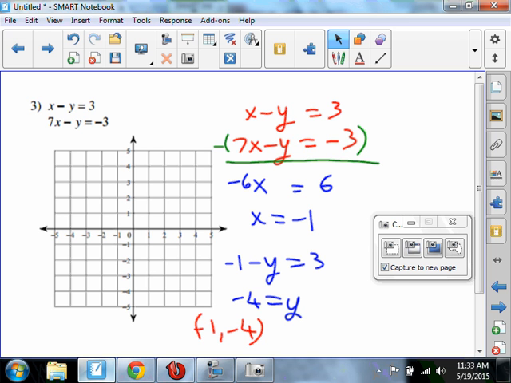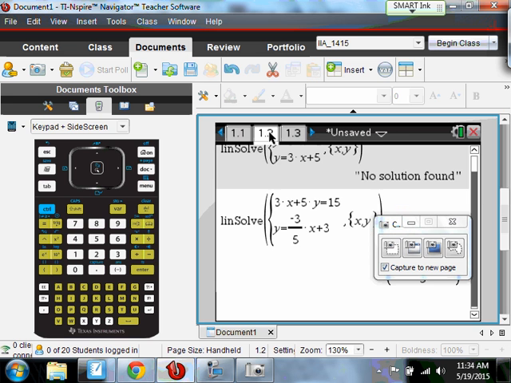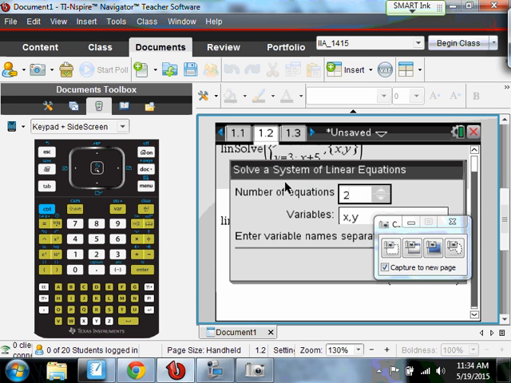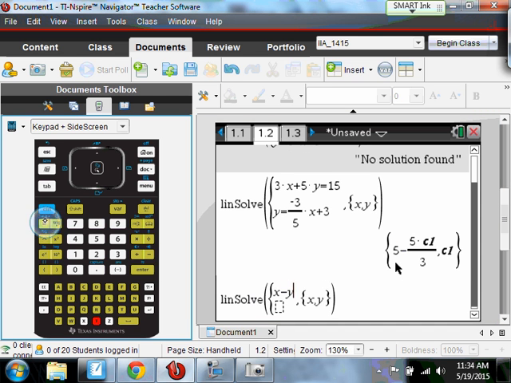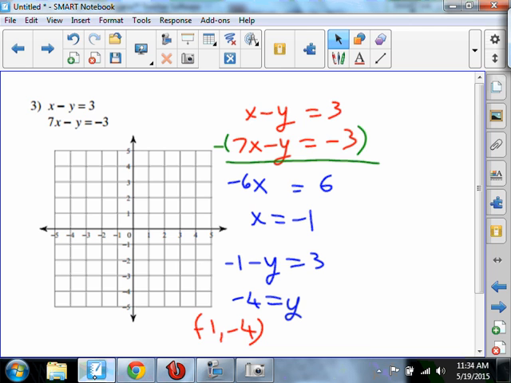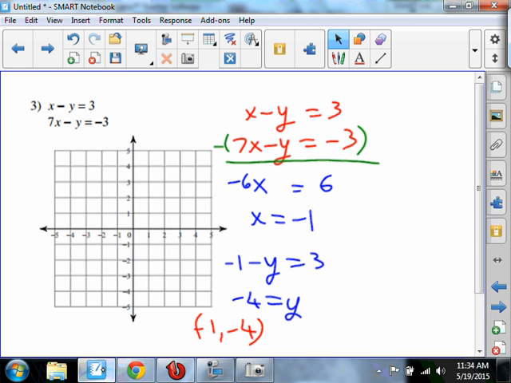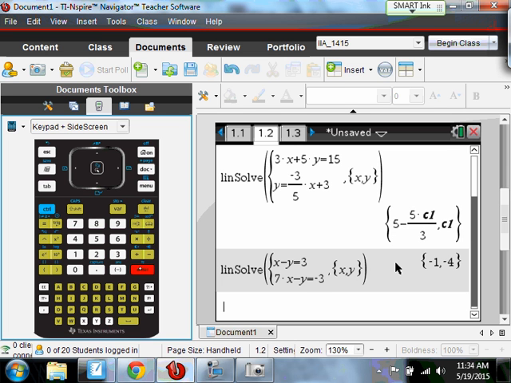And let's see how I did. So we got x minus y equals 3. So I'll go back to a calculator page. And again, we're using algebra. We're using solve a system. And so we have, I think it was x minus y equals 3, and 7x minus y equals, and that one's negative 3. And if I did that right, negative 1, negative 4, there it is, bam.